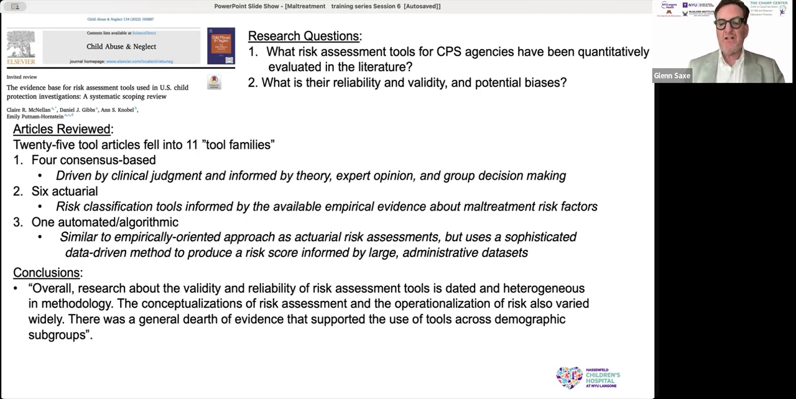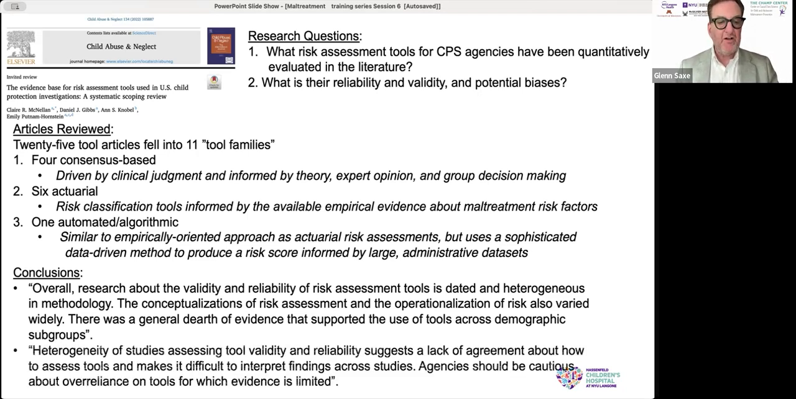Generally, there was a dearth of evidence to support use of tools across demographic groups. Heterogeneity of studies assessing reliability and validity, and lack of agreement on the assessment of tools, made it very difficult to interpret findings across studies. The implications are for child welfare agencies, and the conclusion is to be cautious about over-reliance on tools because the evidence is very limited. So for me, it's good to get something like this about the state of the field.